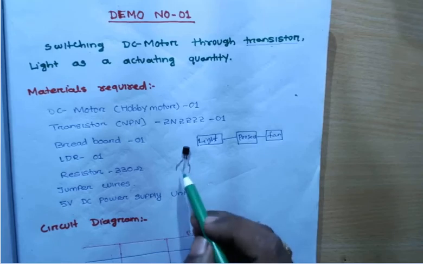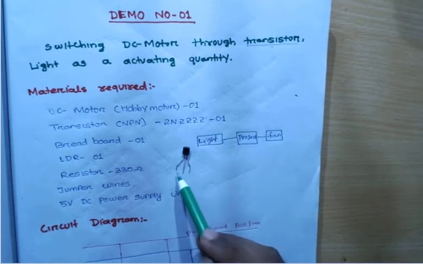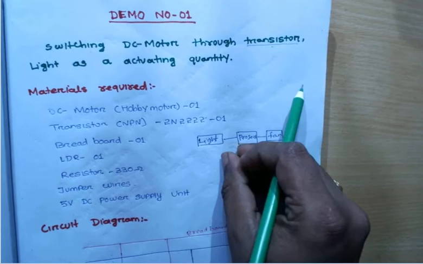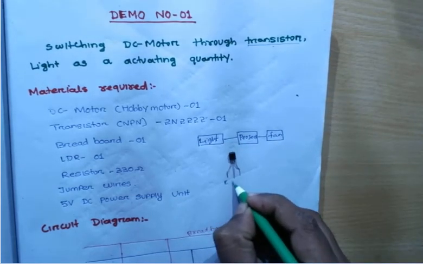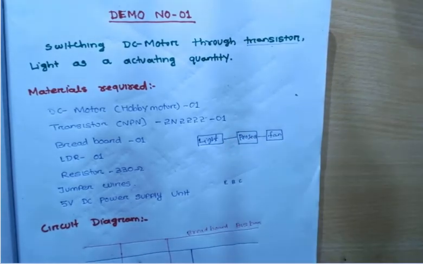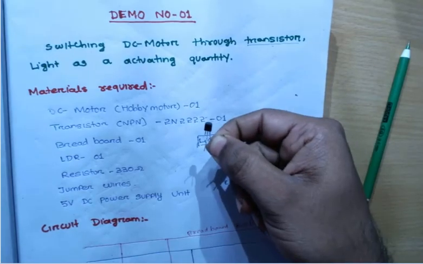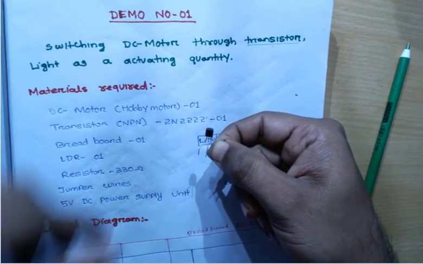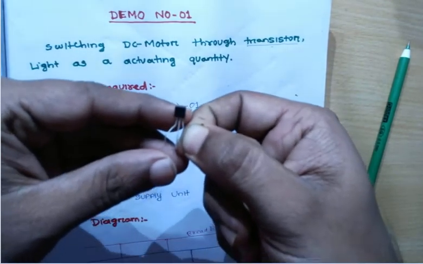This depends upon the different types of transistors available, as per the manufacturing. This is an NPN transistor. This point is the emitter. This is the base and this is the collector. This depends upon the type of transistor and is not fixed for every transistor. If you come closer, you can see the number easily.